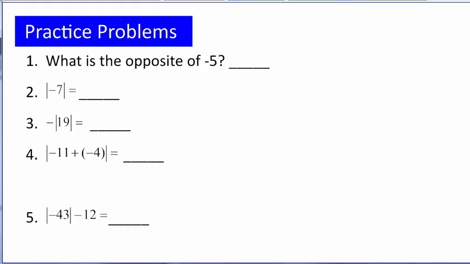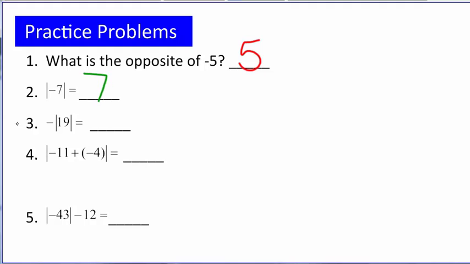Okay, here are some problems for you to do on your own. What is the opposite of negative 5? What's the same distance from 0 is going to be positive 5. What's the absolute value of negative 7? How far is negative 7 from 0? It is 7 units away from 0.